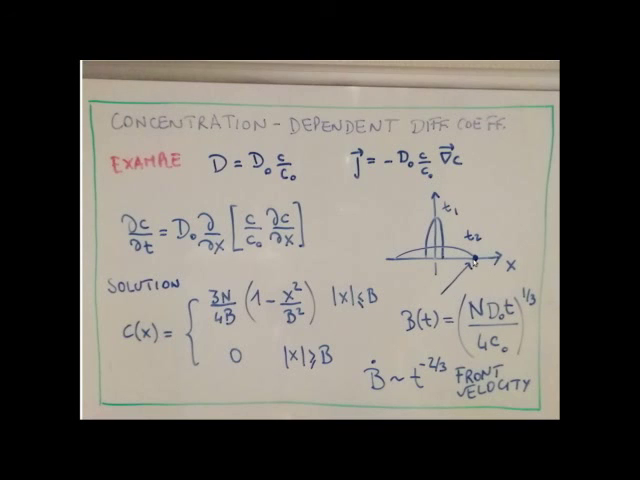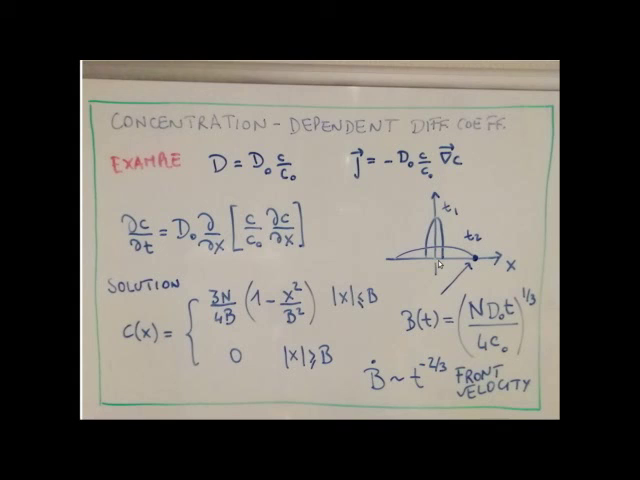If you want to know the front velocity, we take the time derivative of this one, and it's going to go as a power t to the minus 2/3. So this front is moving very fast initially at short times, but this velocity goes to 0 as the time moves on.